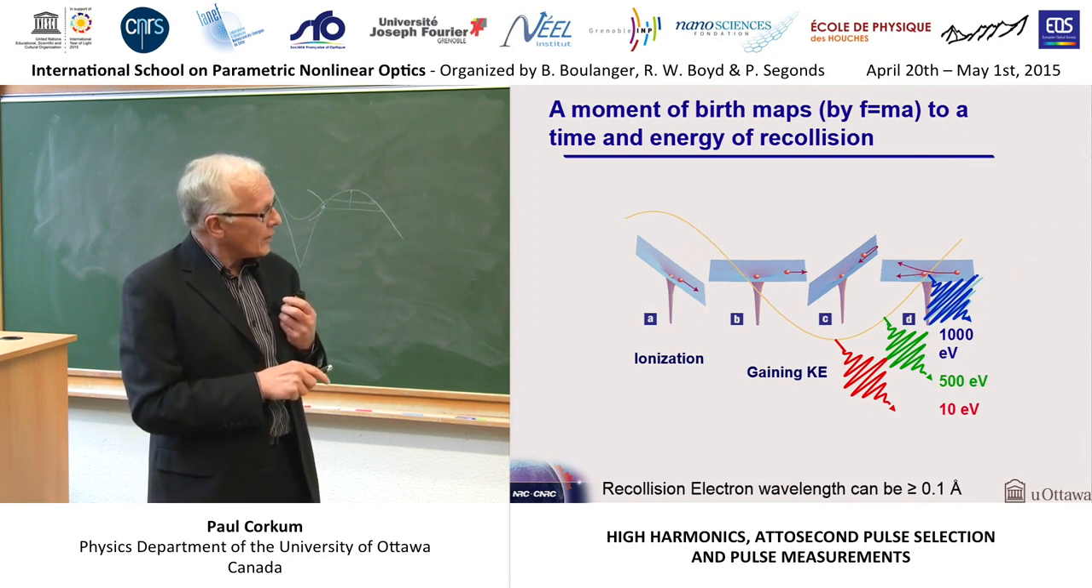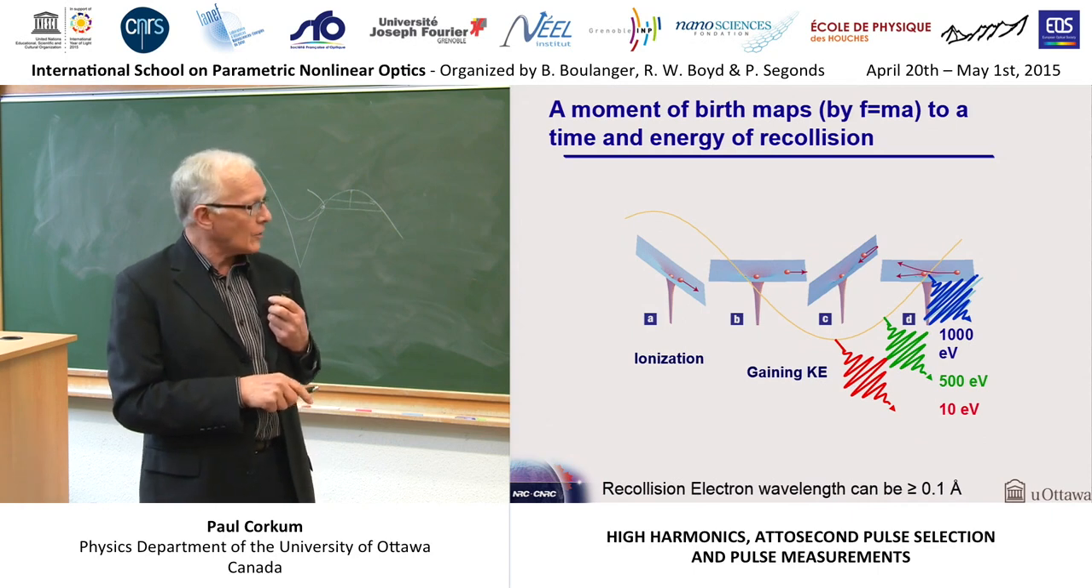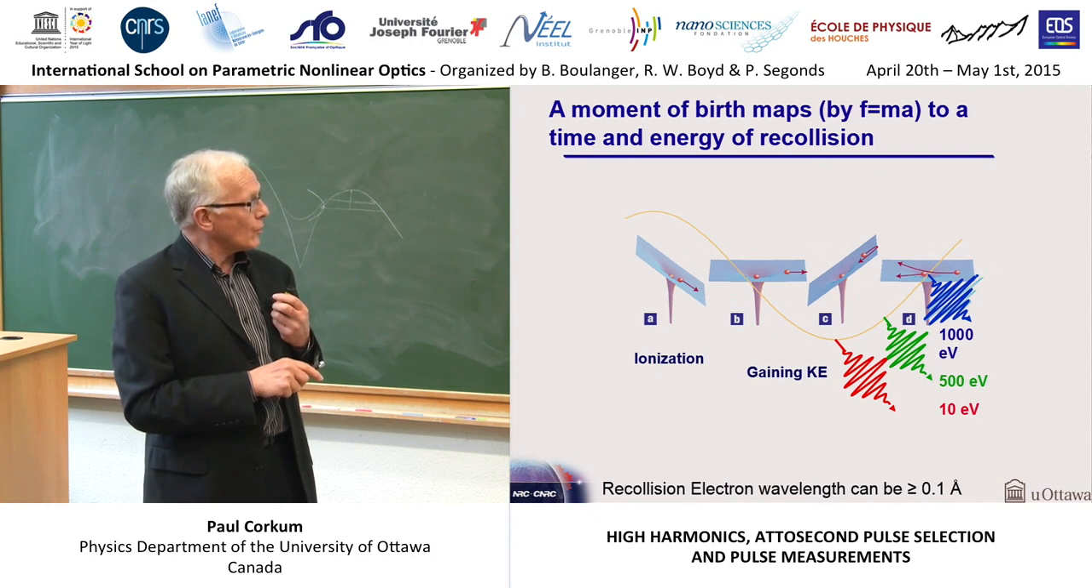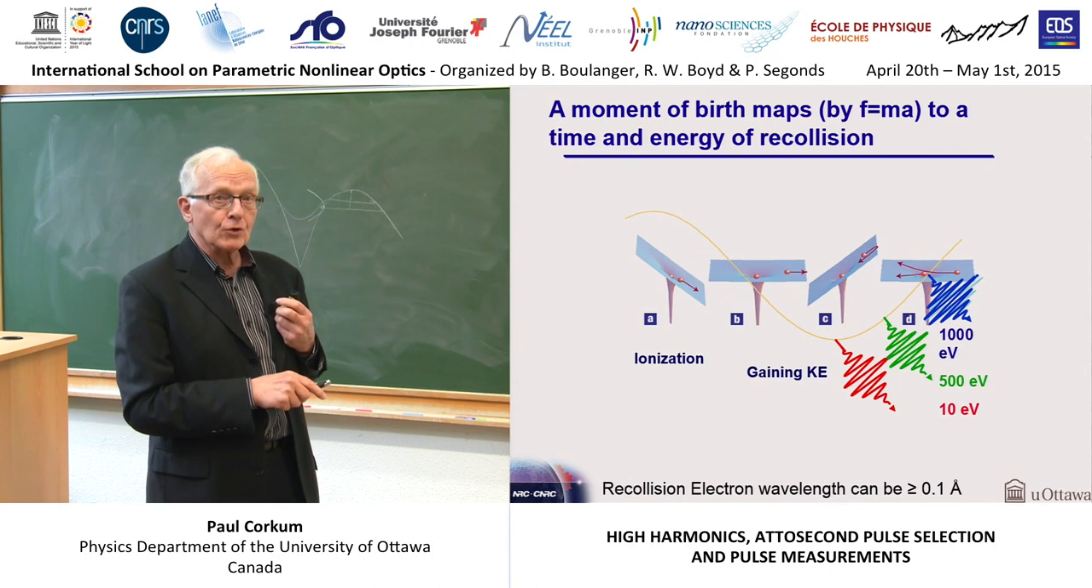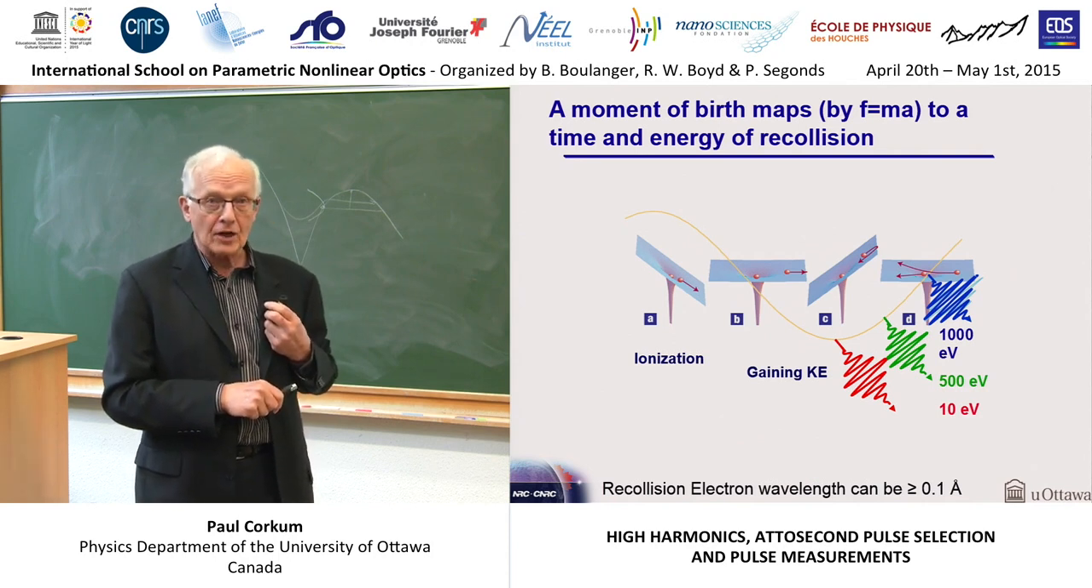If it's born late in the cycle, it doesn't gain so much momentum, it doesn't get so far uphill, and it returns early, colliding with the ion early. If it's born earlier in the cycle, it gains more momentum, moves uphill further, returns, goes up closer to the peak of the field, and is driven back and returns with more energy later in the cycle.